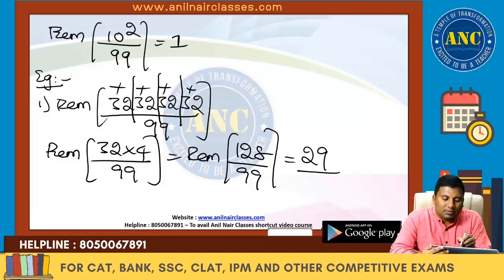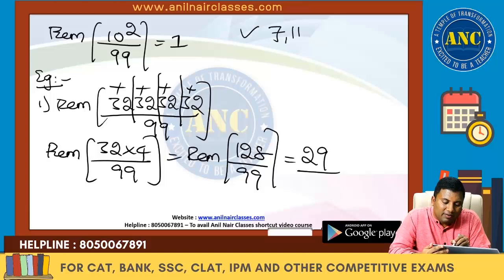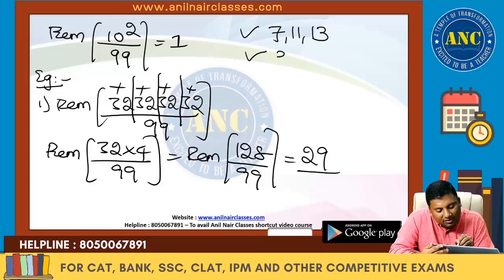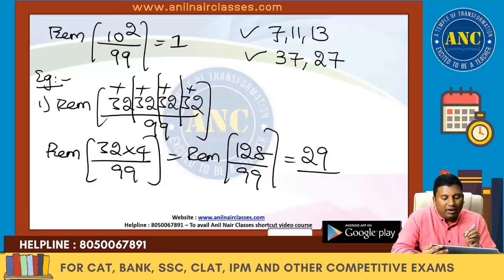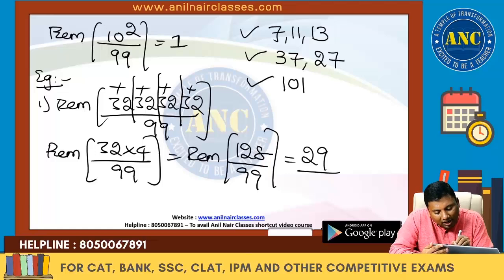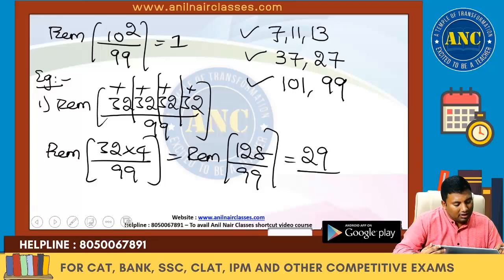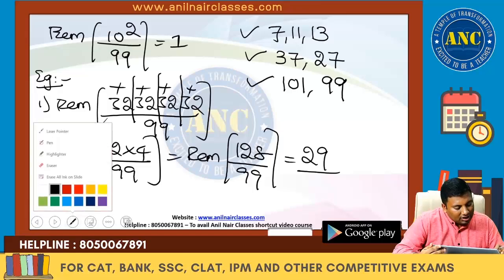What are the concepts we discussed? We discussed the divisibility rule for 7, 11, 13. We discussed the divisibility rule for 37 and 27. We discussed the divisibility rule for 101 and 99. Are you all with me? Right. Next one. Idea clear, right?